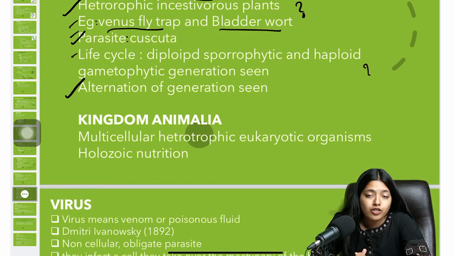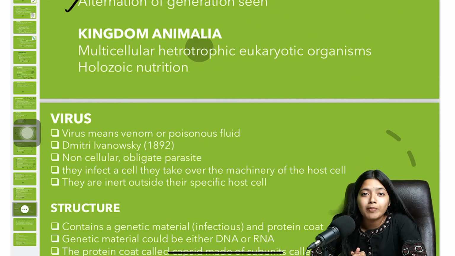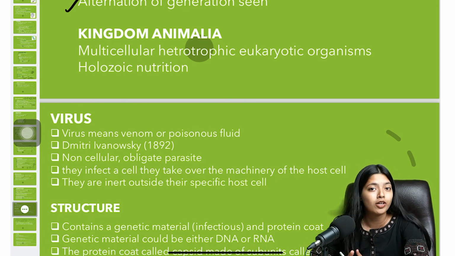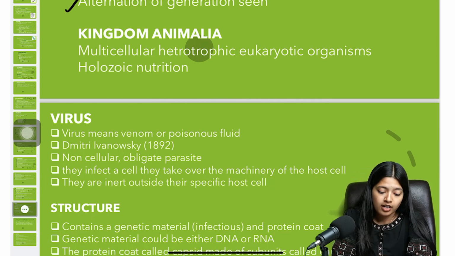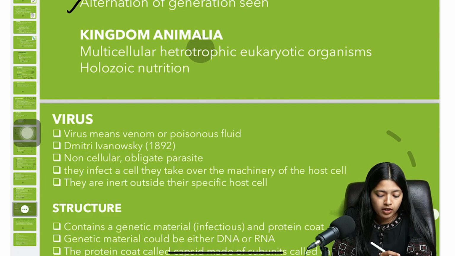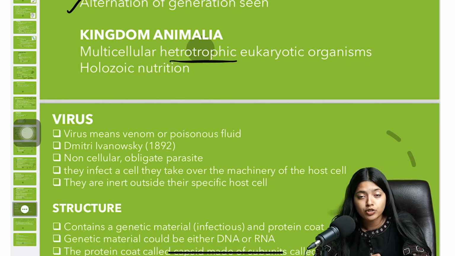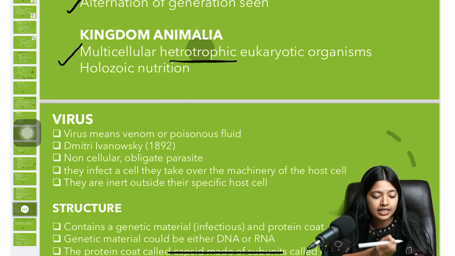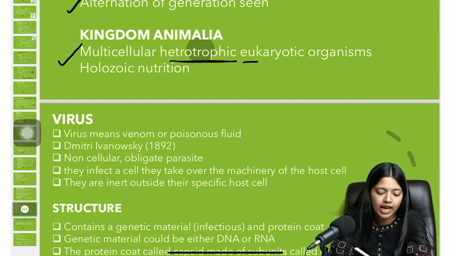Kingdom Animalia consists of multicellular heterotrophic eukaryotic organisms. We are the members of kingdom Animalia. We are multicellular, made up of a number of cells. We are eukaryotic. We have a true nucleus, a definite nucleus with membrane bound organelles. And we are heterotrophic. We depend on other organisms for food. We can't produce food by ourselves. So once again, we are multicellular, heterotrophic, eukaryotic organisms. Eu means true, karyo means nucleus.